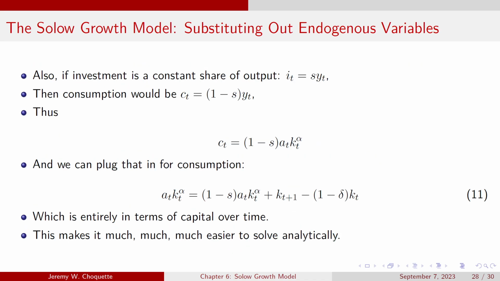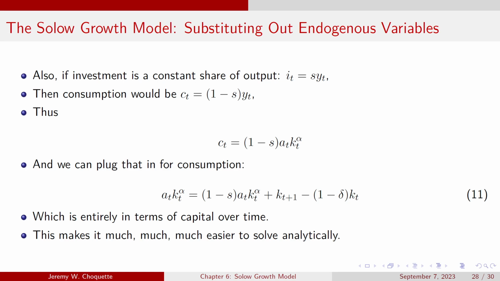So let's go back to something, because I've got consumption here. Remember, investment's a constant share of output, so I equals S times Y. And if S is between 0 and 1, then consumption would be 1 minus S times Y. So in this case, consumption is equal to 1 minus S times A times K to the alpha, because Y equals A times K to the alpha. So I can plug that in for consumption. And now this resource constraint is entirely in terms of capital over time.